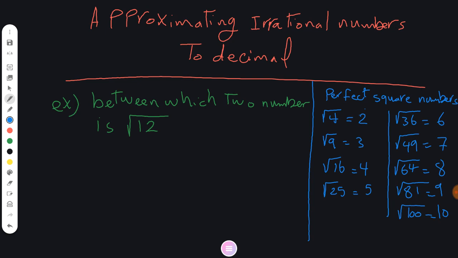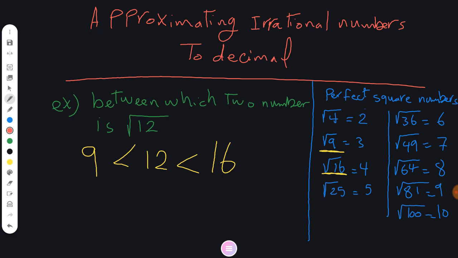Between which two whole numbers is the square root of 12? Actually, we take the number 12 and try to find between which perfect squares it is located. It's smaller than 16 and greater than which perfect square? 9. That's right. Why did I choose 16 and 9? Because they are perfect squares. So we search for the numbers which are perfect squares.